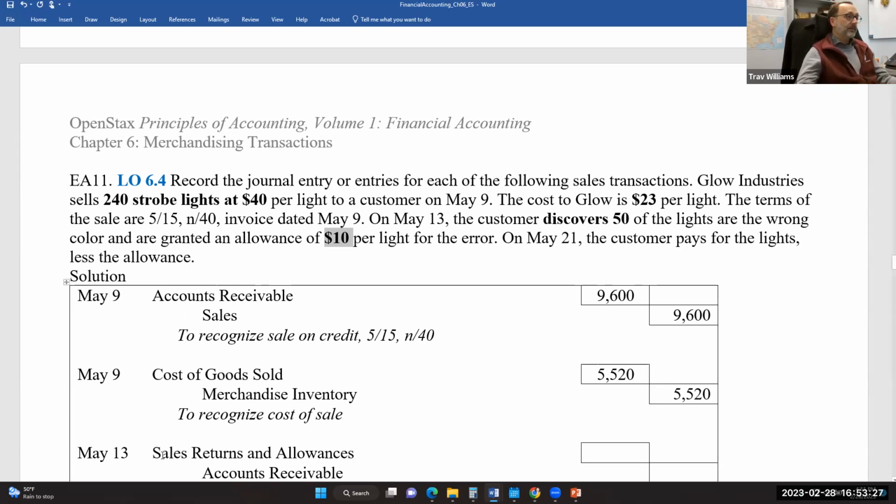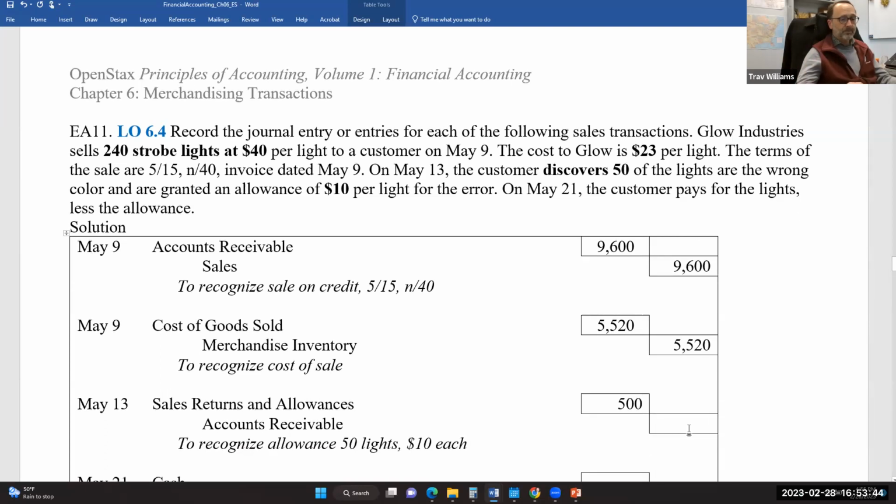We debit sales returns and allowances, because again, we use the same account if we're giving money back or reducing how much they owe from a return or from an allowance. It's the same account. And their accounts receivable is going down since they haven't paid yet. If they had already paid, we would have to give them cash back.